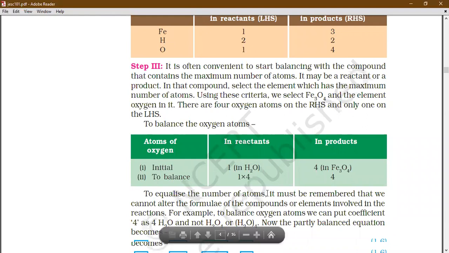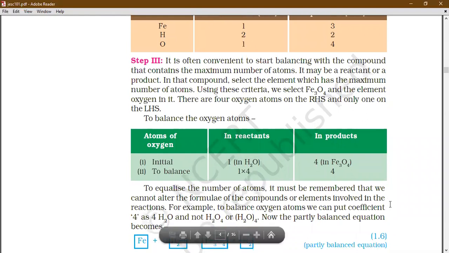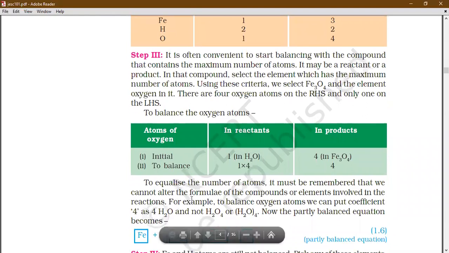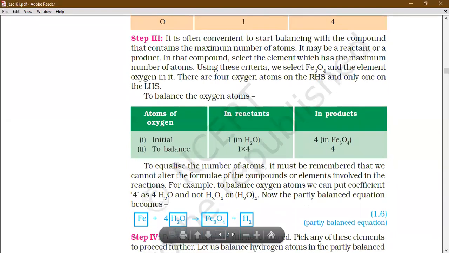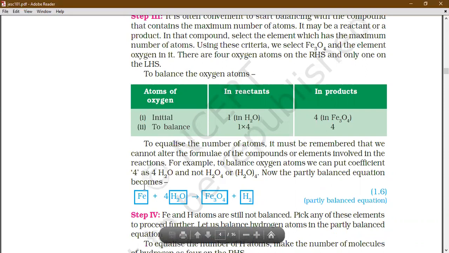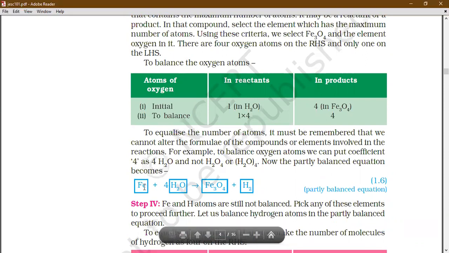To equalize the number of atoms, it must be remembered that we can't alter the formulae of the compounds or elements involved in the reactions. For example, to balance oxygen atoms, we can put a coefficient of 4 as 4H2O, not H2O4, or we can say H2O whole bracket 4. Now the partly balanced equation becomes Fe plus 4H2O gives Fe3O4 plus H2.